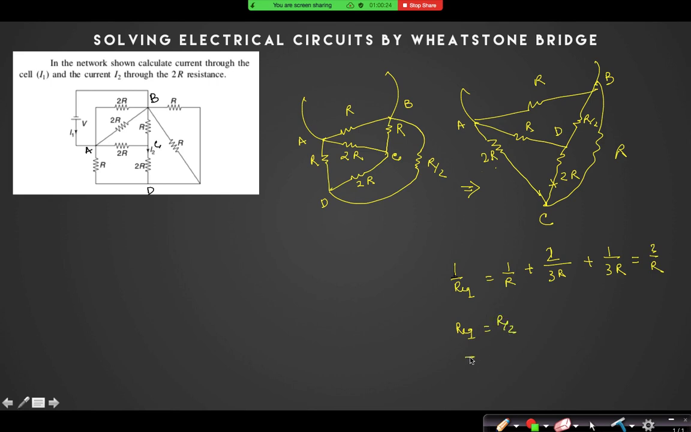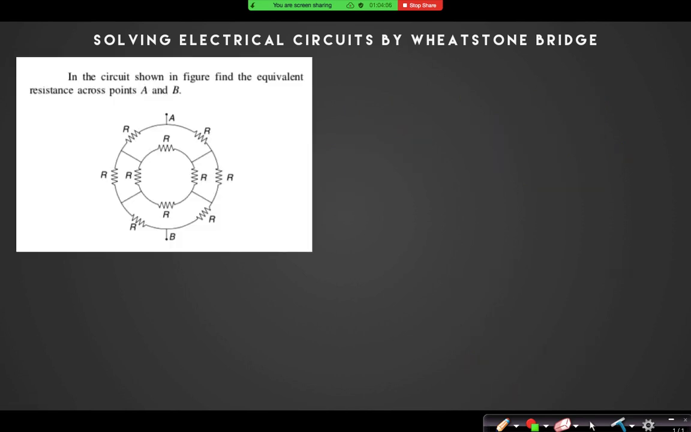So what is the current through the cell? It is V by R by 2. So that is 2V by R. And I2 is definitely 0. So you can use symmetry as well. This is a simple circuit, I think. Yes. All these points are also connected.